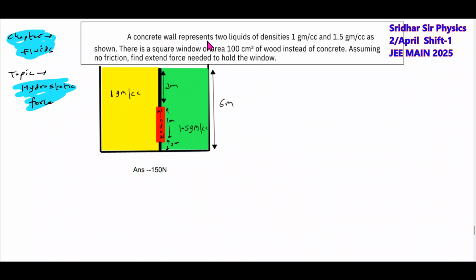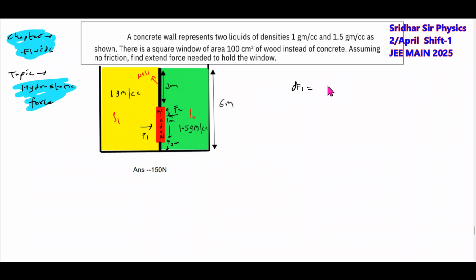So a concrete wall divides two liquids of densities as shown. This is the wall. This is a liquid of density rho 1, and this is rho 2. There is a square window of area 100 centimeter square. To find the force needed to hold the window, we have to calculate the force exerted by the liquid on the left hand side and the liquid on the right hand side. So what is the force?